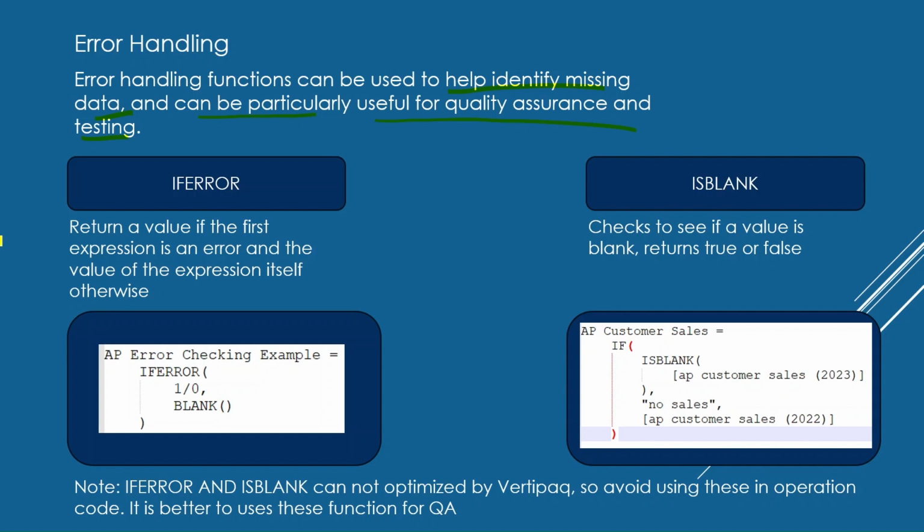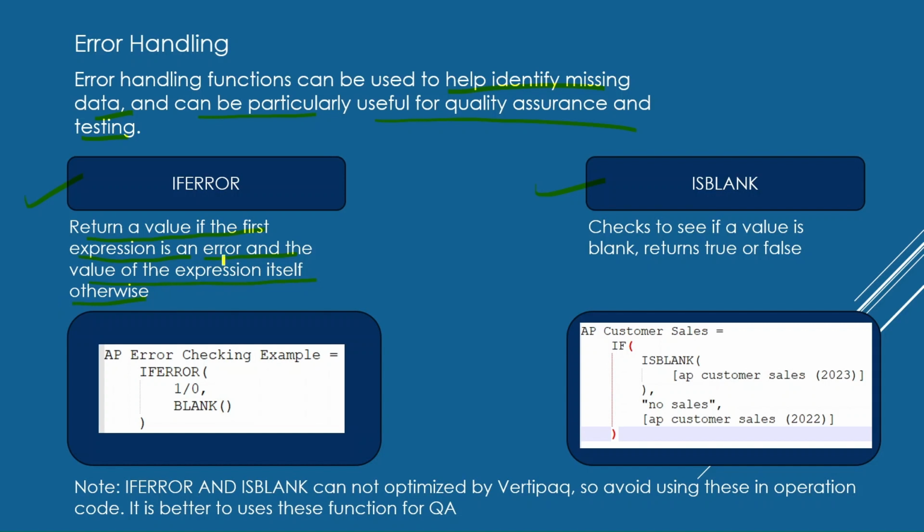So here there are two error handling functions. One is IFERROR and second is ISBLANK. Now let's discuss IFERROR. IFERROR returns a value if the first expression is an error, and the value of the expression itself otherwise.